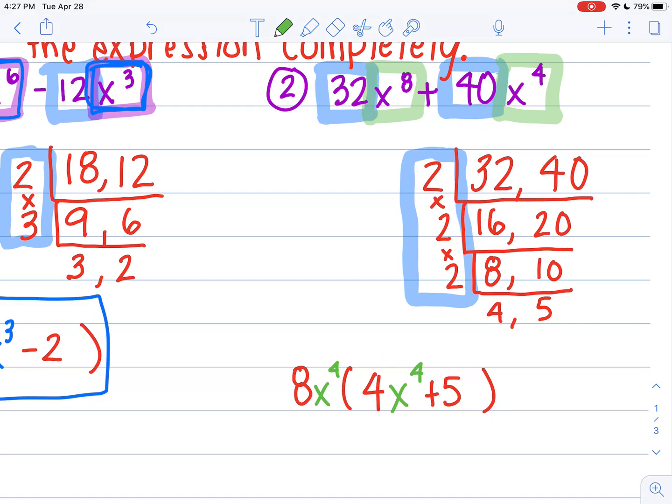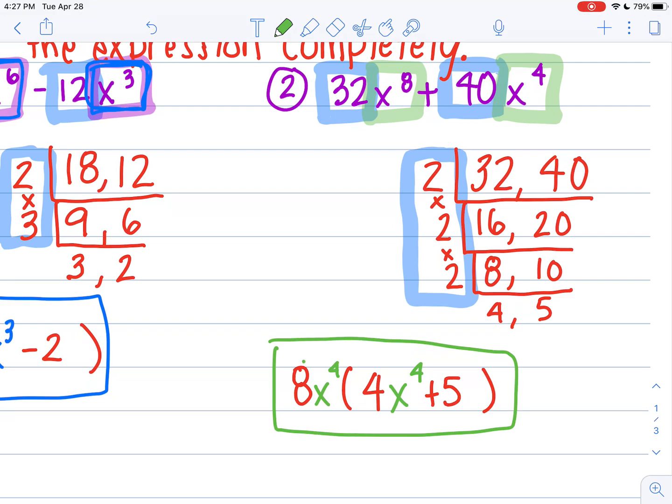Okay? And then we don't have anything left over here because there's an x to the fourth here, and if we subtract 4 from that, we have 0 left, so we don't have to put anything there. So this is your final answer.